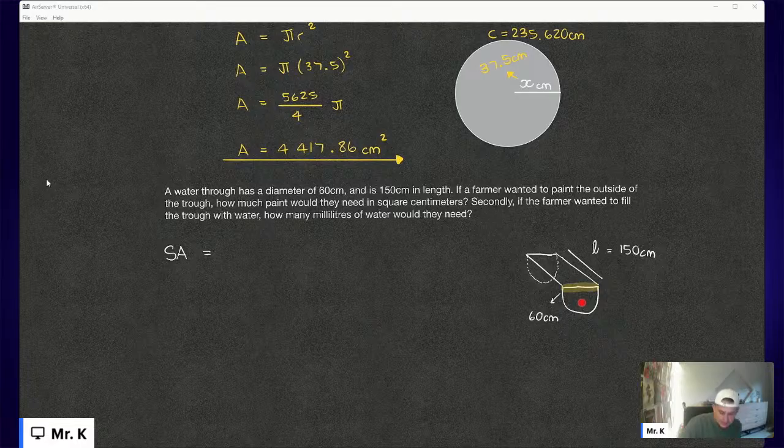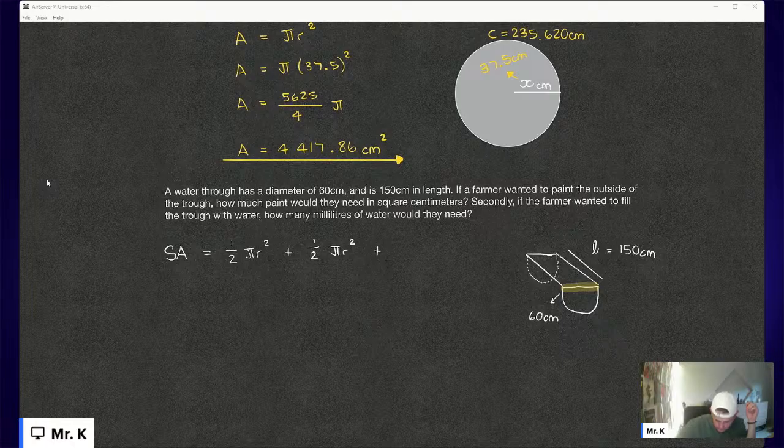So how are we going to figure out the surface area of this shape? We know that this front and back piece over here are going to be the same in size, right? And they're going to be half a circle. How do we find the area of half a circle? We use a half times pi r squared. So if half pi r squared is for one of the semicircles that we see on the side, we then need a second half pi r squared, right?